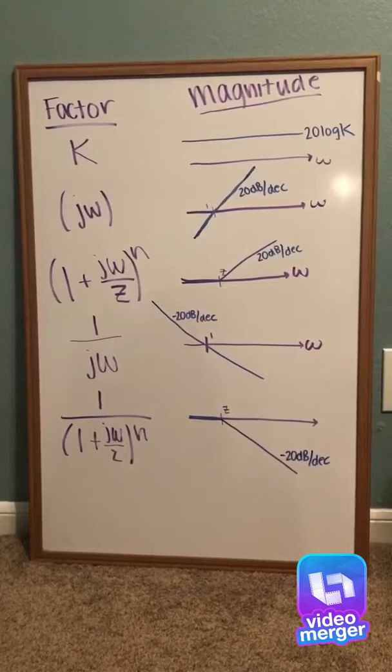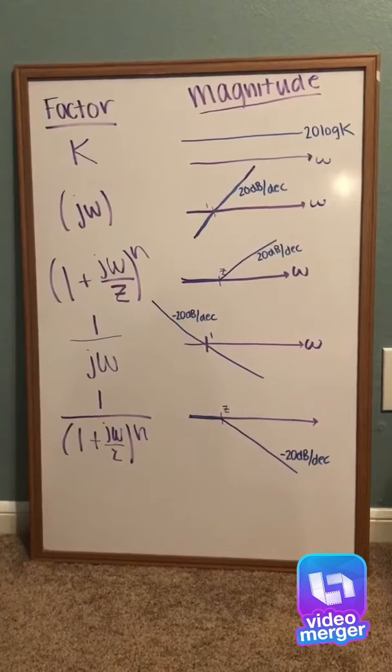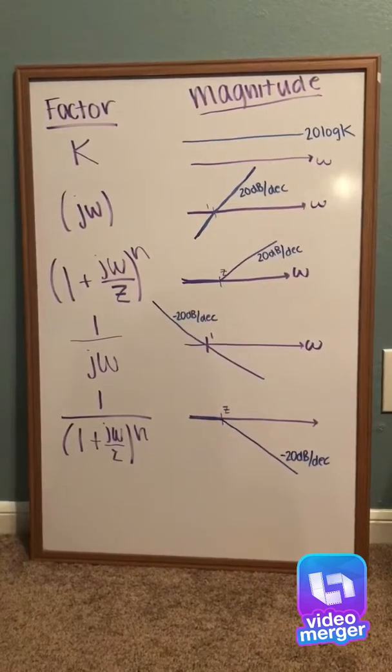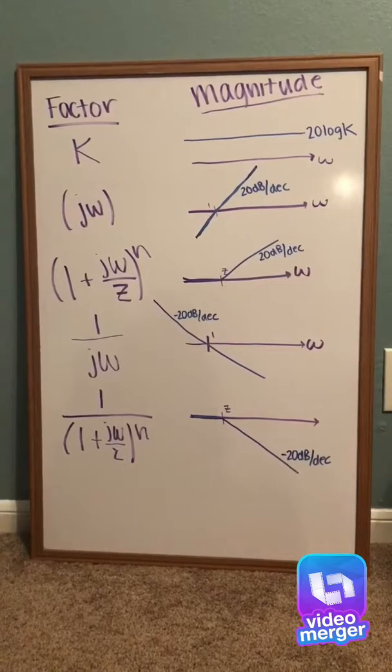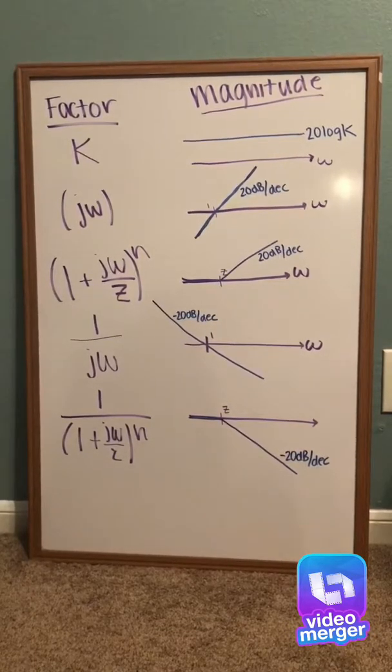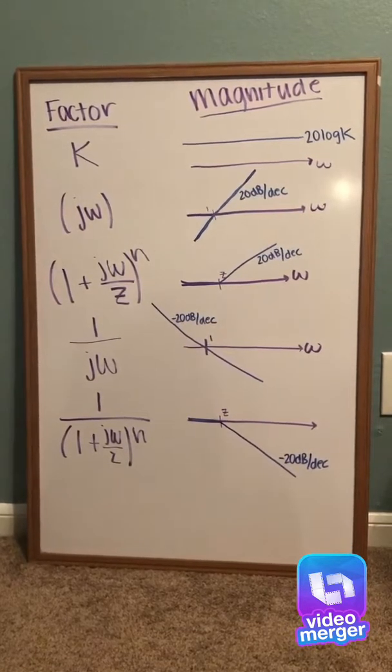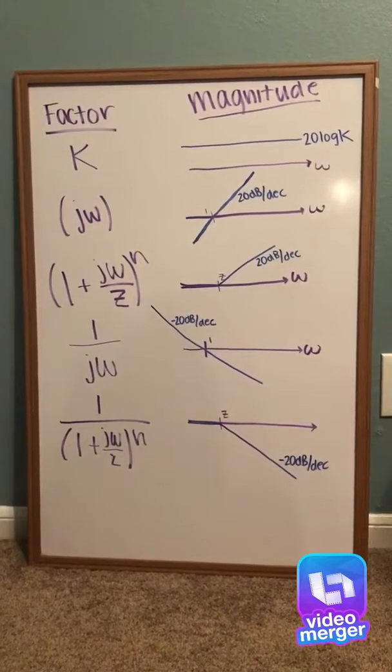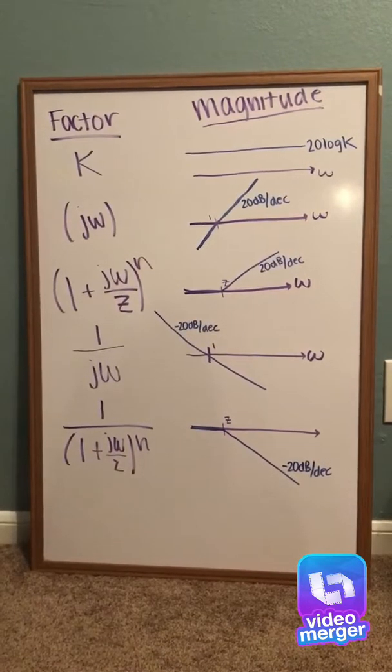A pole at the origin is seen as a line with a slope of negative 20 decibels per decade that passes through 1. A simple pole is graphed such that the line is 0 until it reaches its value z, and then falls with a slope of negative 20 decibels per decade.